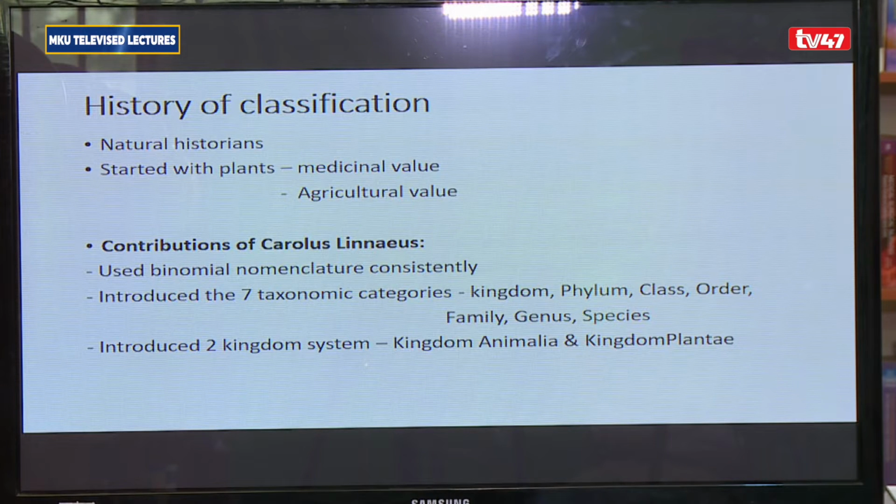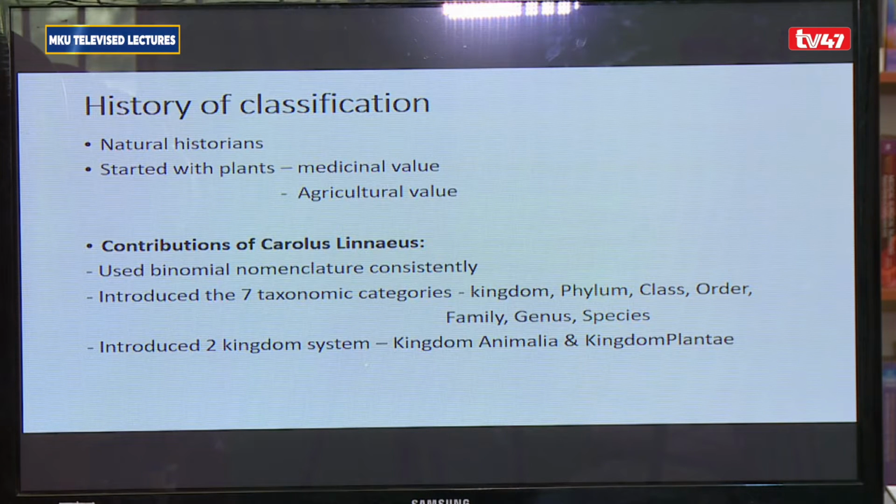He told us, every living thing has got a two-part name. Reason why we call it binomial. First part of the name is the genus. Second part of the name is the species. He also gave us the categories into which we can group our living things, giving us what we call the taxonomic categories or the taxonomic ranks. And he gave us seven taxonomic categories that we use today. Basically, in descending order, we have got the kingdom, the phylum or division, the class, the order, the family, the genus, and the species.